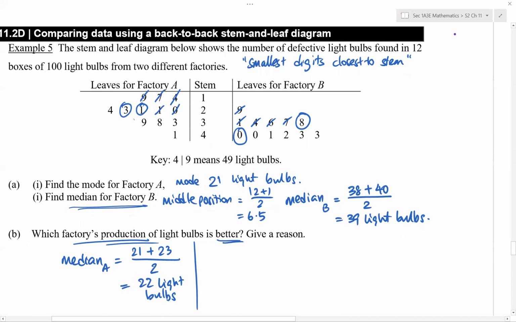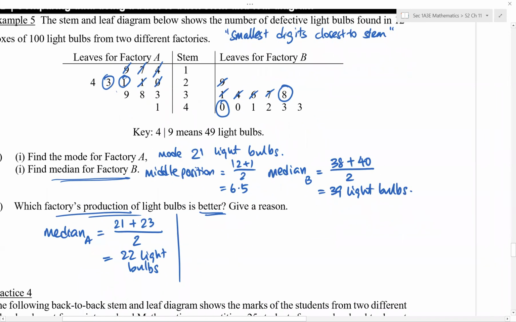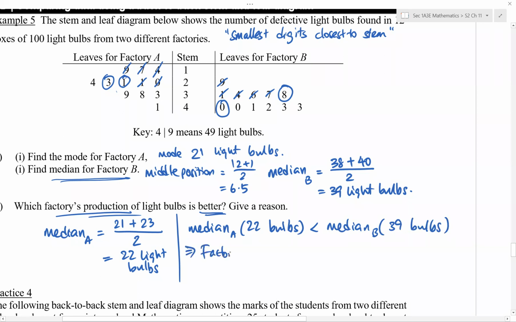So now we compare the median for A and for B. Median A, which is 22 bulbs, is smaller than the median for B, which is 39 bulbs. Since this is smaller, we conclude that factory A is better, as it has generally fewer defective bulbs.